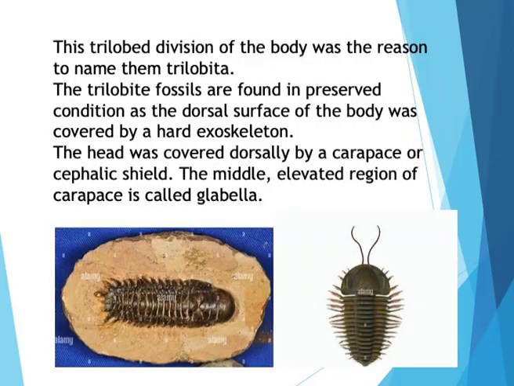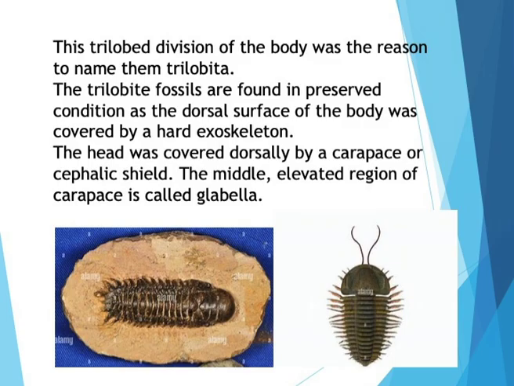The most distinctive feature was the presence of 2 longitudinal grooves which divided the body into 3 lobes: a median or axial lobe with the main organs of the body, and 2 lateral lobes or pleural lobes, that were respiratory and locomotory in function. This trilobed division of the body was the reason to name them Trilobita.